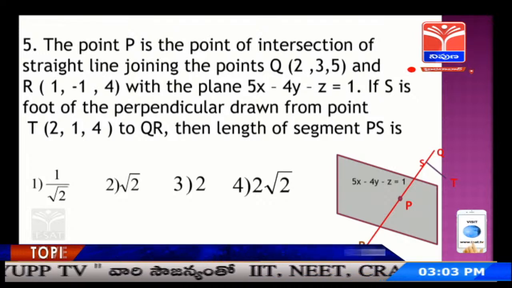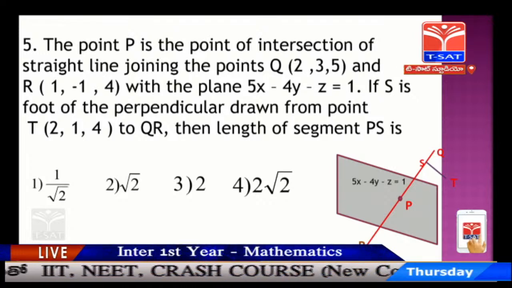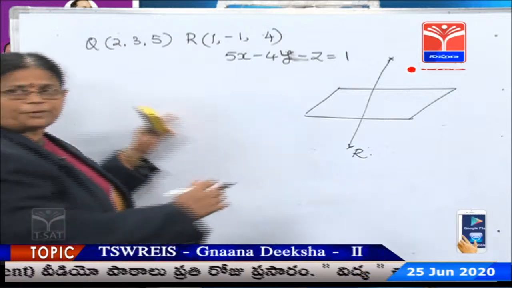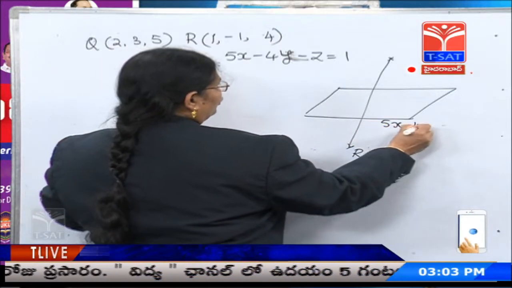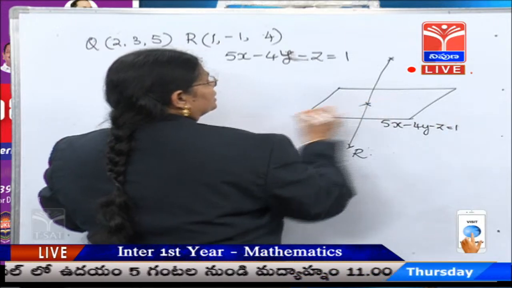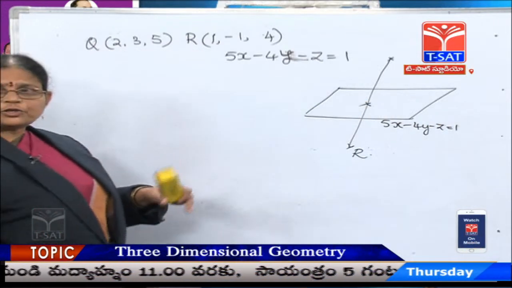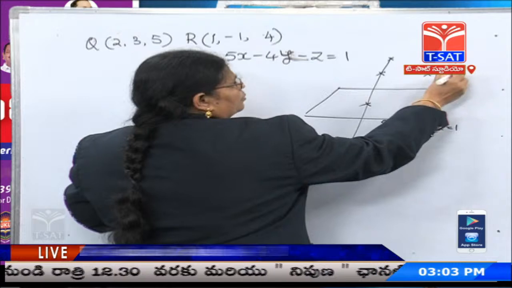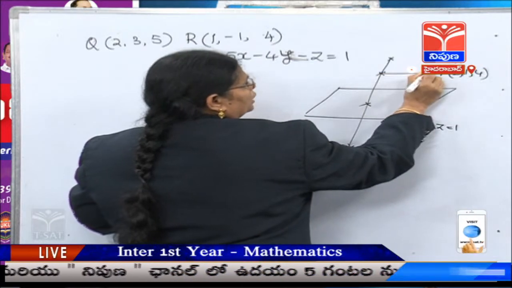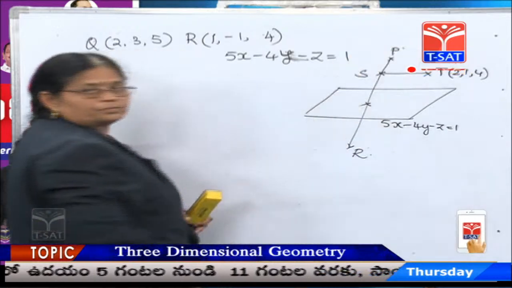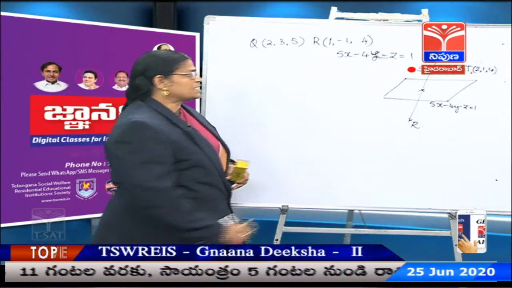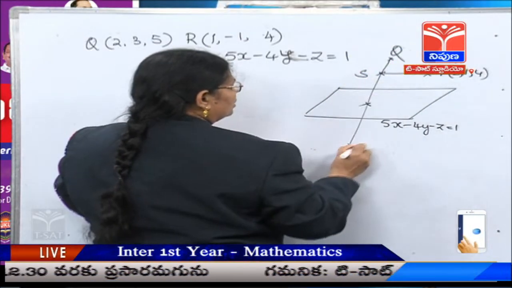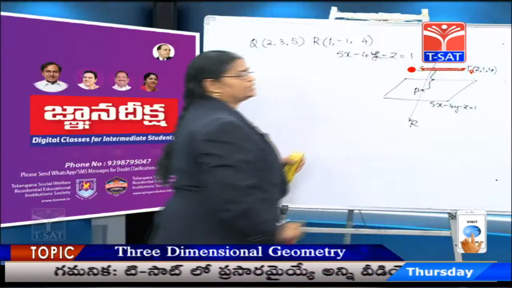So, here you are given a plane and 2 points Q and R. The line QR intersects this plane 5x minus 4y minus z equal to 1 at some point P. Then S is the foot of the perpendicular drawn from the point T, which is another point (2, 1, 4), to this line. Then you have to find the length of the segment PS.